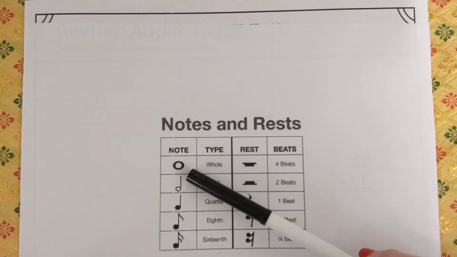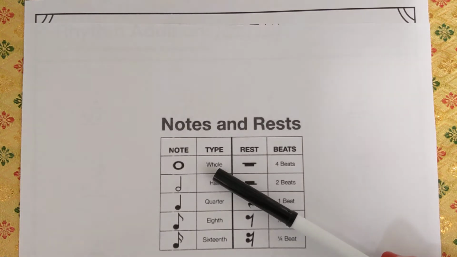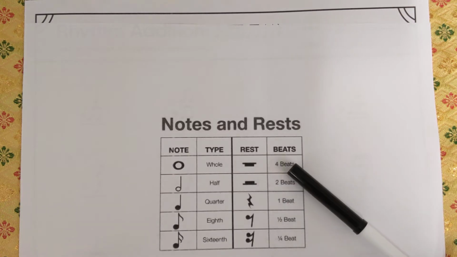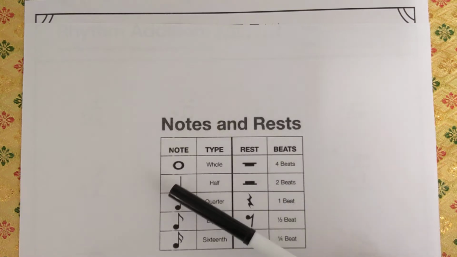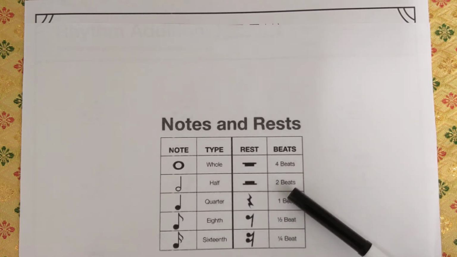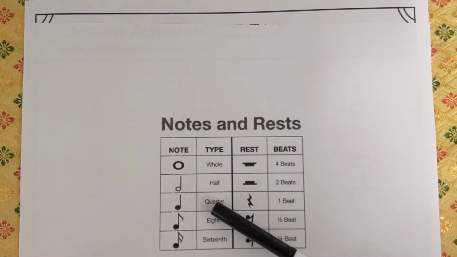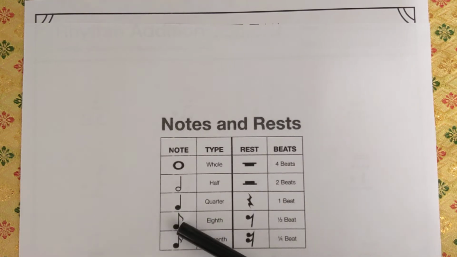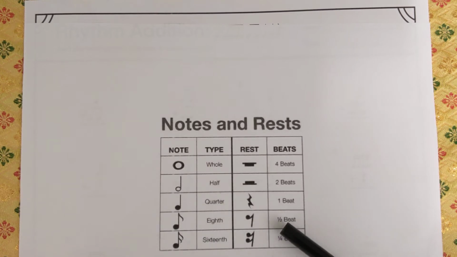The name of this symbol is whole note, and this is the whole rest. Okay? And these things get 4 beats. The half note and the half rest get 2 beats. Then you have the quarter note and the quarter rest, and they get 1 beat. The 8th note and the 8th rest, they get a half a beat. And the 16th note and the 16th rest get 1/4 of a beat.